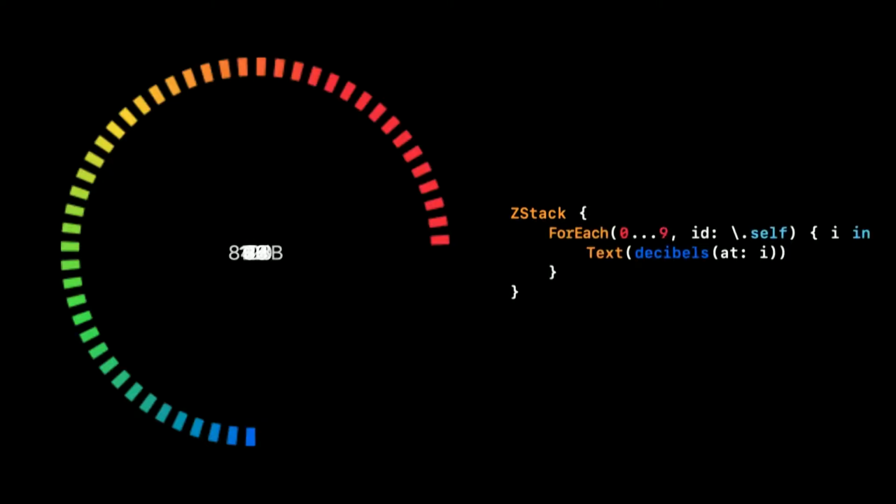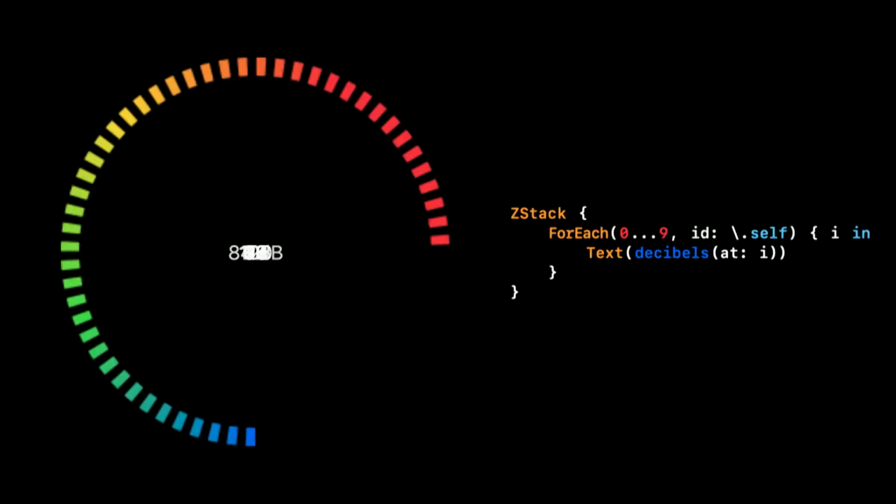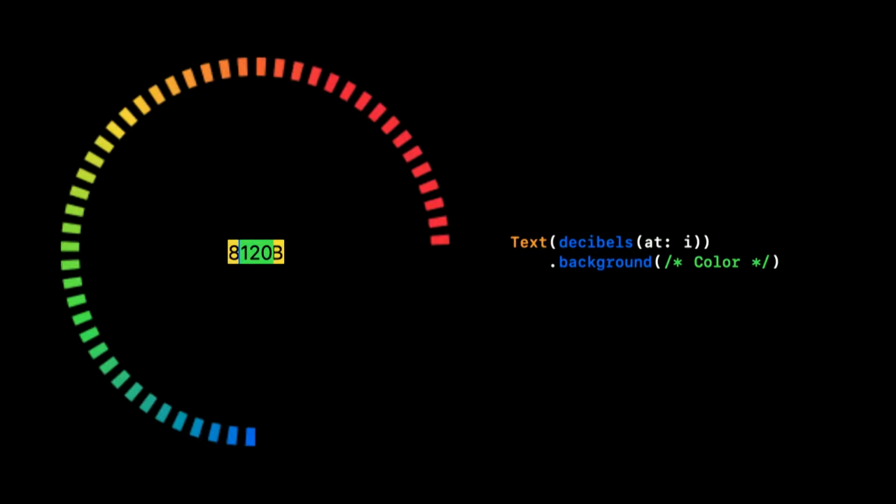So here we start with a ZStack. We add all the labels that we want to position around the gauge to our stack. And since they're laid out along the Z-axis, their sizes and positions don't affect each other. This gives us the needed freedom to do custom layout for these labels. The next step is to use the frame modifier, which works a bit different than we might expect. So to better understand how the frame call works, I'm filling the background of our labels with a color here.